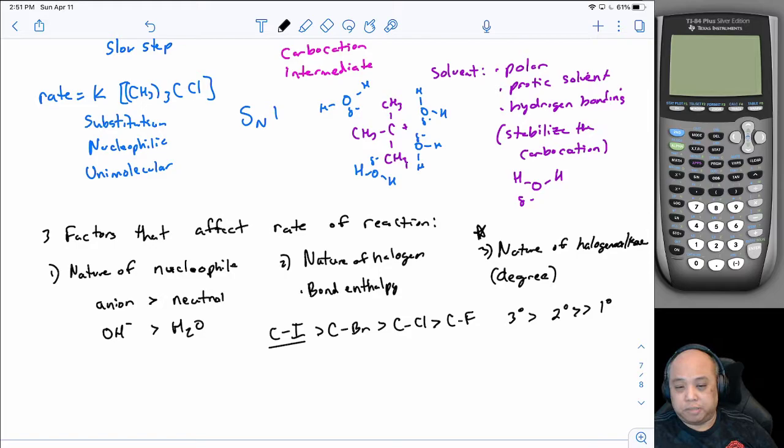Questions about that? So the fastest one is tertiary with an I, followed by tertiary with a Br, followed by tertiary with Cl, followed by tertiary with F, and then secondary. And the worst one would be a primary with an F bond.